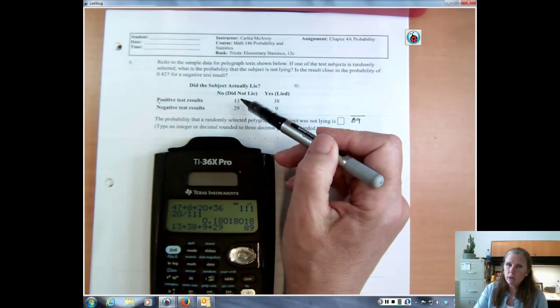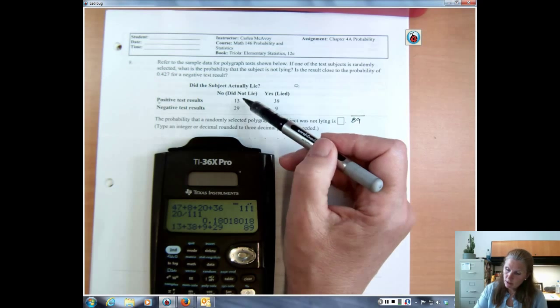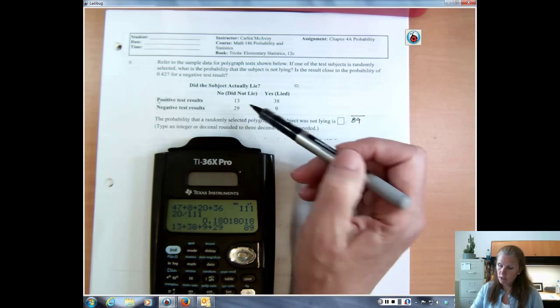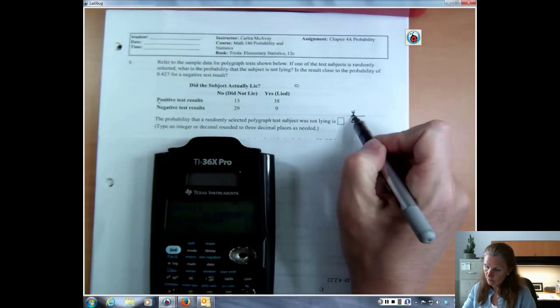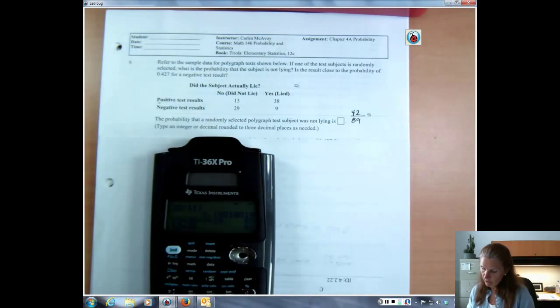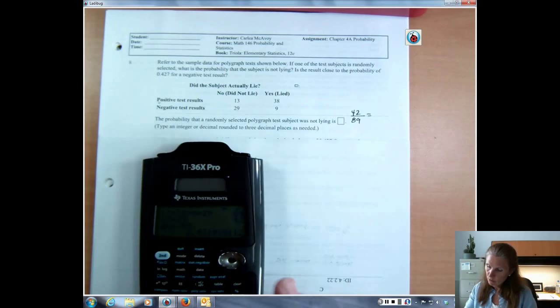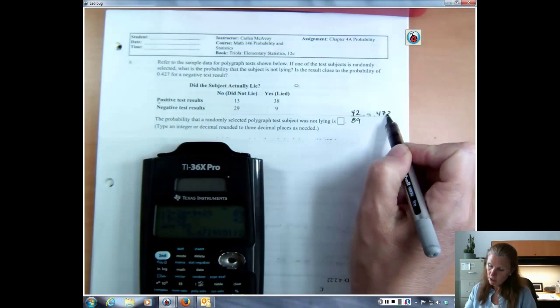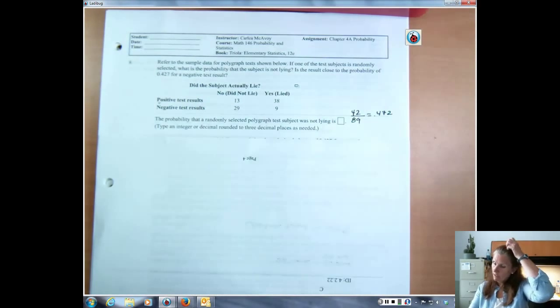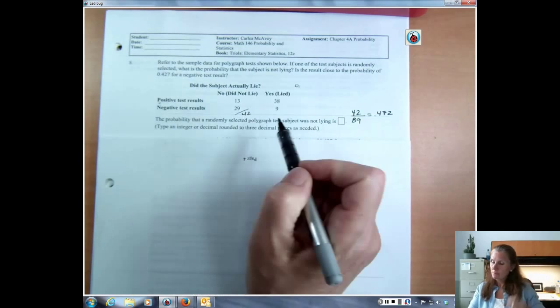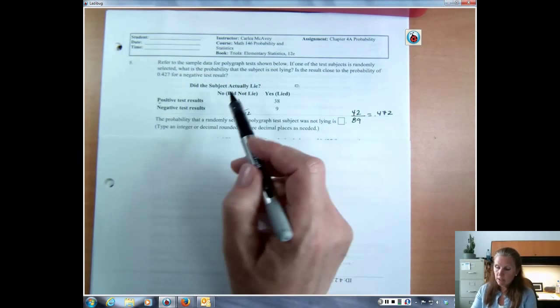They just want to know how many people did not lie. Here we go: 13 and 29, that's 42. And 42 divided by 89 is 0.472, rounded to 3 decimal places. Does everybody see where I got 42? I'm just adding these two to get 42. They're the people that did not lie.